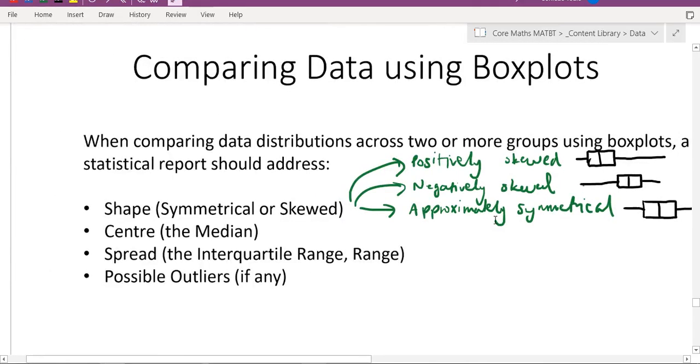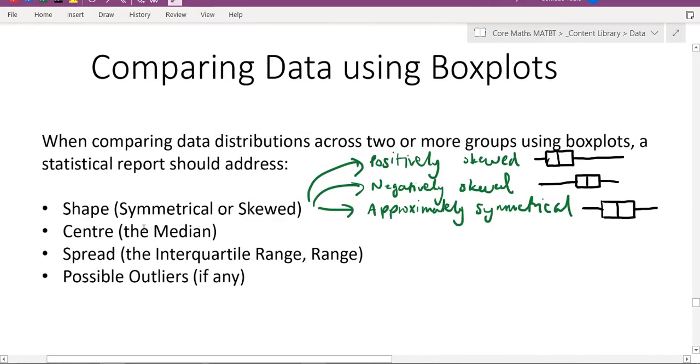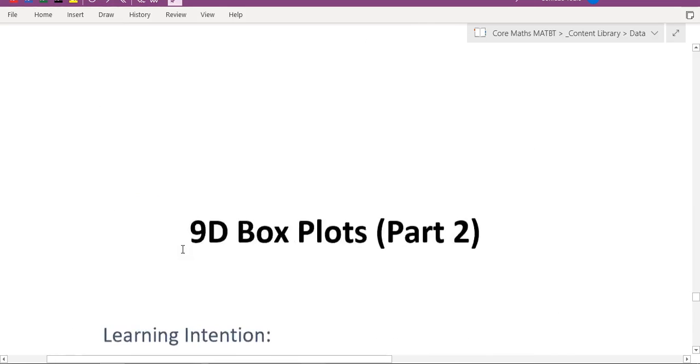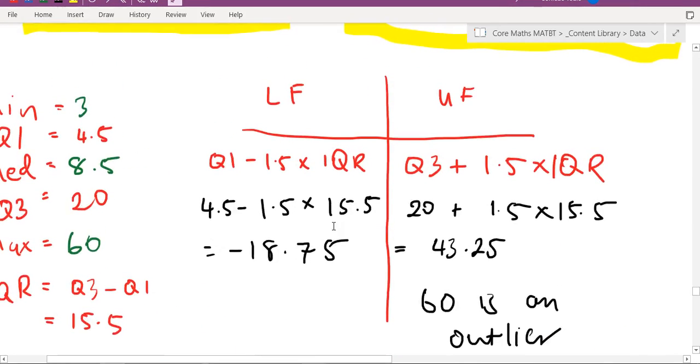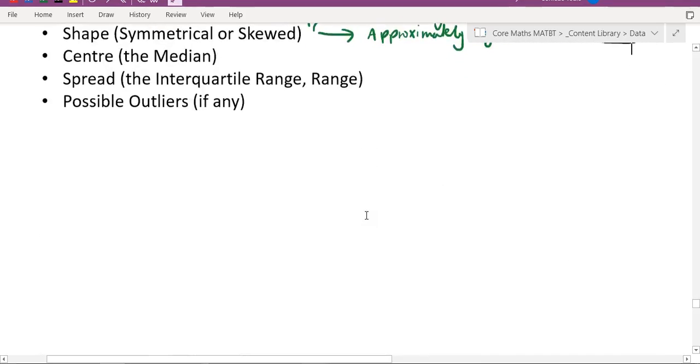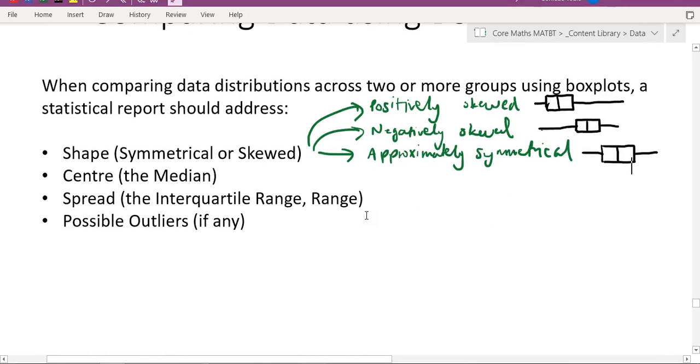The next thing you need to compare is the center. So you just want to talk about the median. So where is the middle line for both of them? Spread, so you want to talk about the IQR, so Q3 minus Q1, and range. Range is maximum minus minimum. And then outliers. So again, if you do your 5-number summary, and then do your upper and lower fence, and then you just tell me what the outliers are, then that'll be good. That's all you need to tell me.